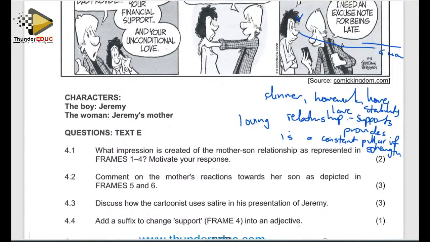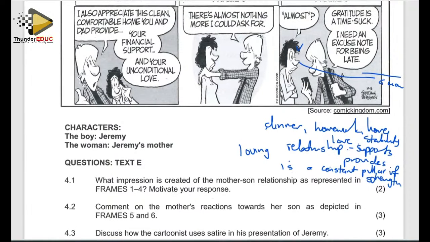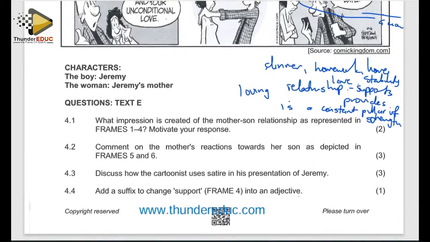Number 4.3, discuss how the cartoonist uses satire. Remember, satire is criticism and mockery of a certain issue. It says, discuss how the cartoonist uses satire in his presentation of Jeremy. When we say presentation of Jeremy, we are going to satire. What he criticizes is dependence of the children on parents. Dependence of the children on parents.